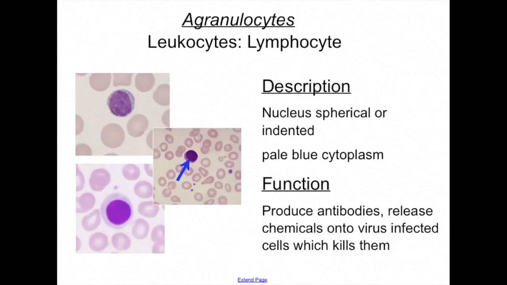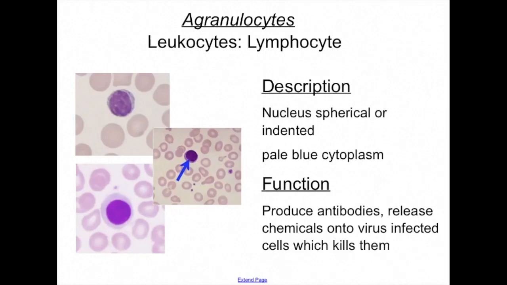So our agranulocytes consist of lymphocytes and monocytes. The lymphocyte has a spherical nucleus or sometimes an indented nucleus and has a pale blue cytoplasm. Its diameter is about 5 to 7 nanometers, so it's about the same size as a red blood cell. Its duration of development is days to weeks and it can last for either hours or years. Its main function is to mount the immune response by direct cell attack or via antibodies.